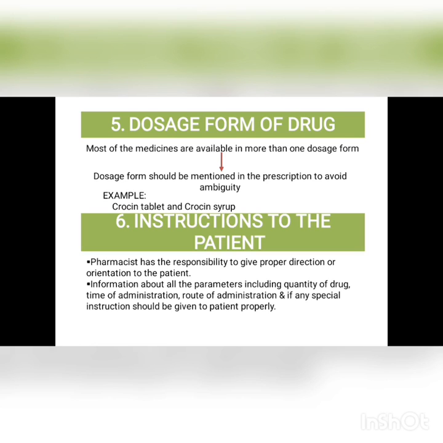Then, next topic is instructions to the patient. The pharmacist has the responsibility to give proper information and direction to the patient about all the information such as quantity of the drug, dose of the drug, time of administration, route of administration, and if there is any special instruction, all the instructions should be provided by the pharmacist to the patient.